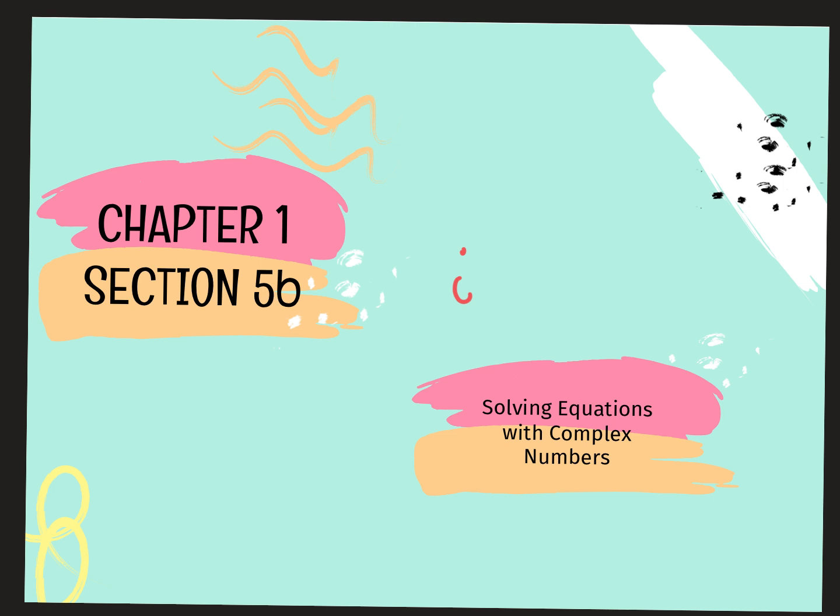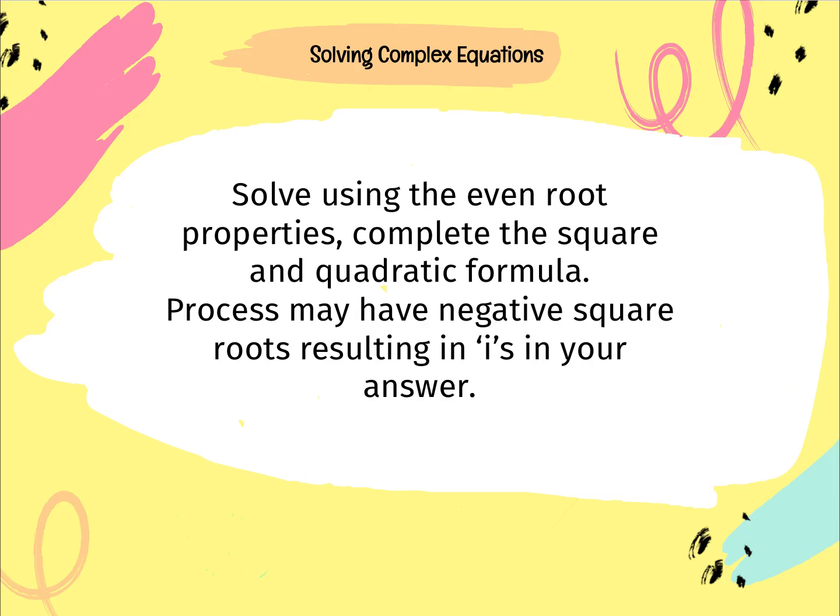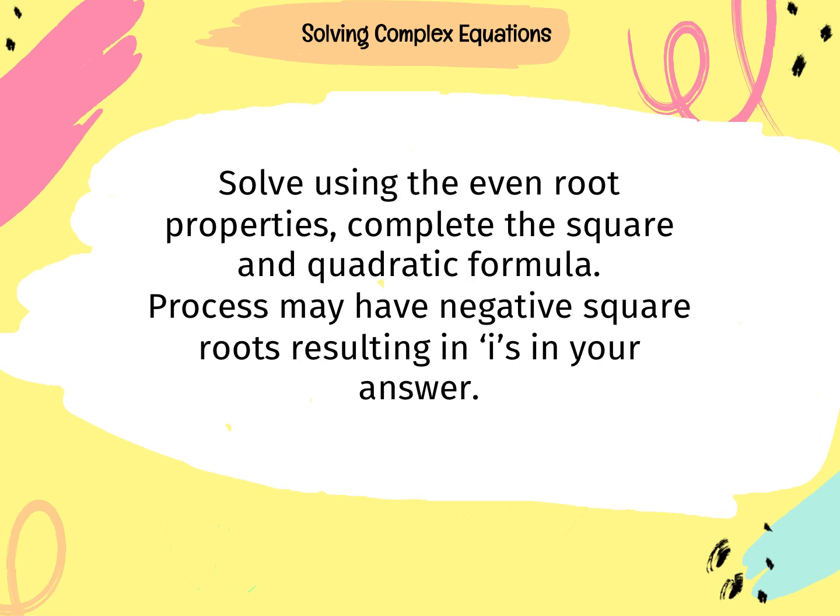You can solve equations that have complex solutions by taking the square root of both sides. You can solve by completing the square. You can solve using the quadratic formula. What you cannot solve by is factoring. Does anybody know why?